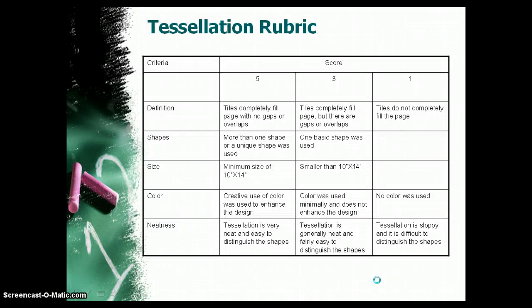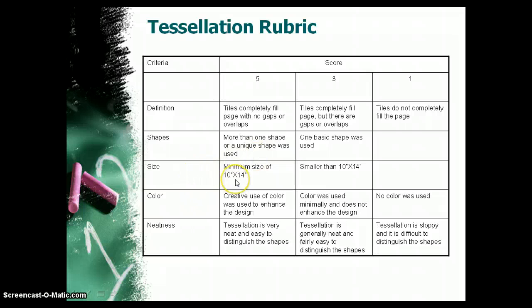The first rubric you will see is your tessellation rubric itself, what you're going to be graded on the tessellation project. I will be looking at the definition. Do you have no gaps and overlaps? What shapes did you use? Were you a little more unique and creative?